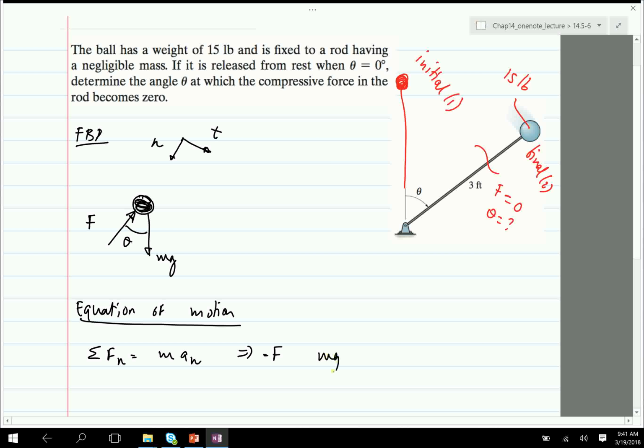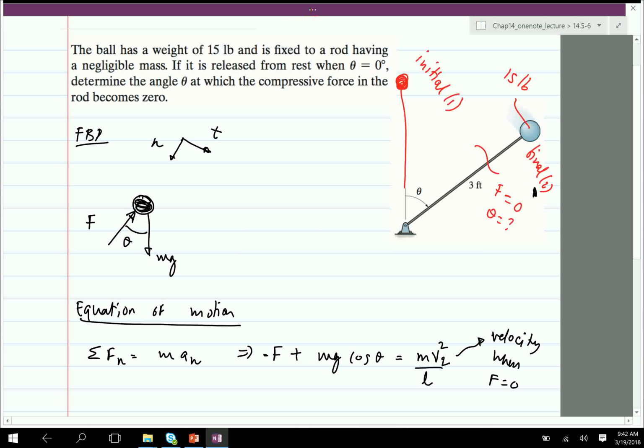And then there's mg cosine theta. So mg cosine theta is the force acting in the n direction, but its direction is along the n direction, so it's going to be positive. And the acceleration in the n direction is mv square divided by the length. Right? I would write v2 because this corresponds to the final position. Velocity when f is 0.